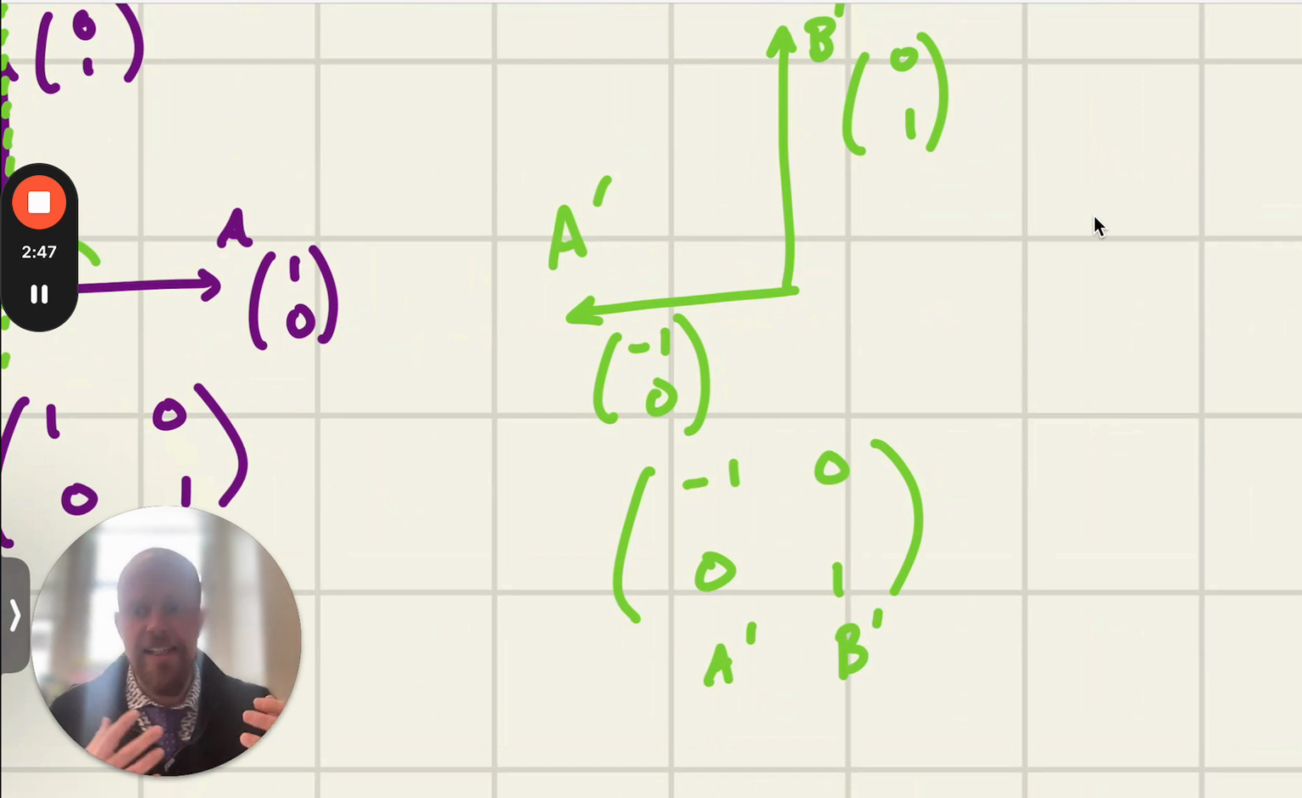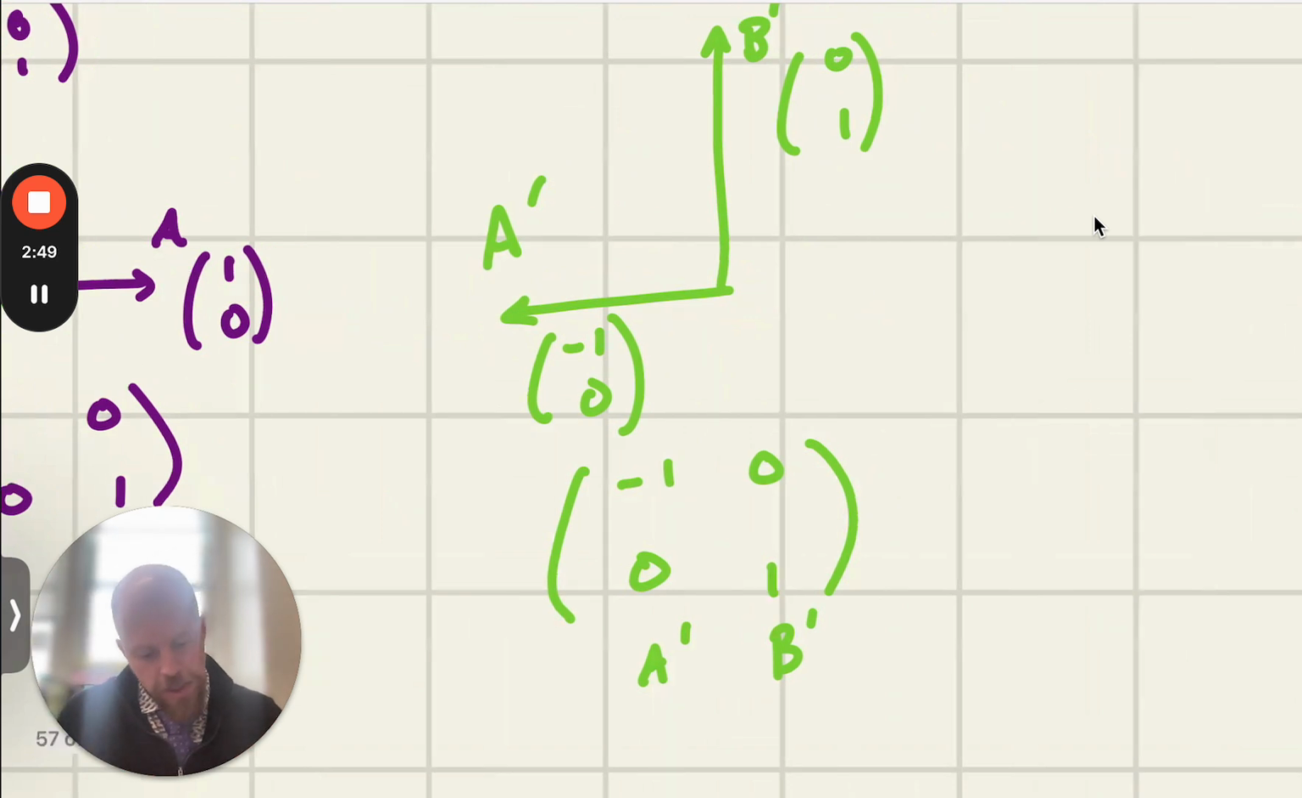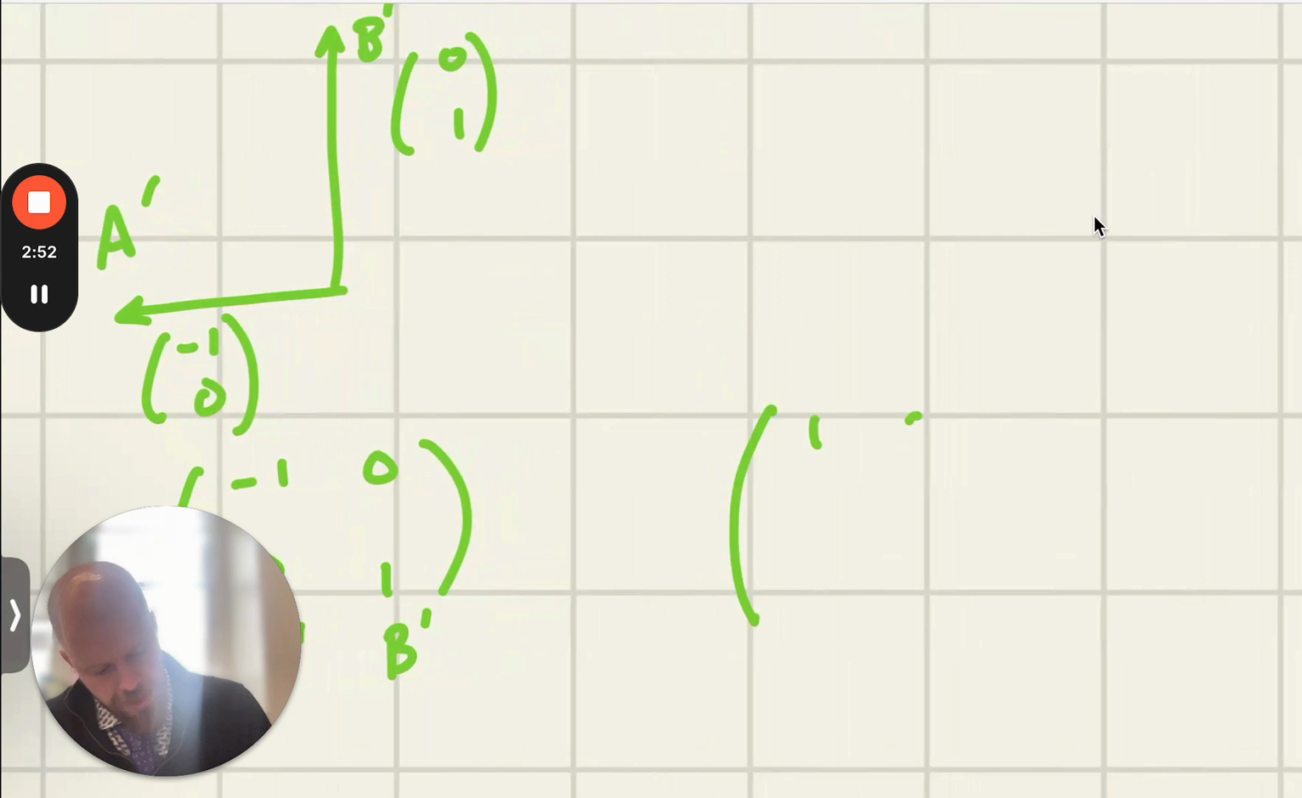A reflection in the x-axis is exactly the same. It's just going the other way around. So a reflection in the x-axis would be (1, 0, 0, -1).